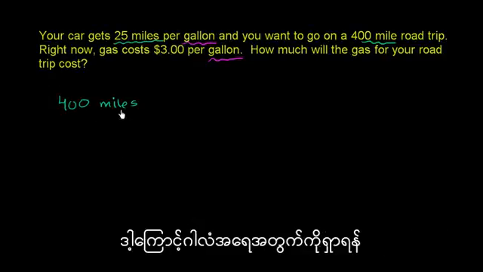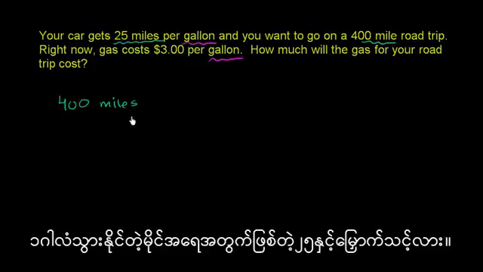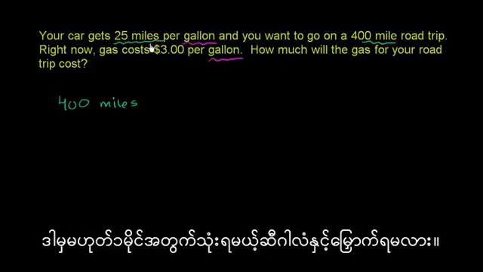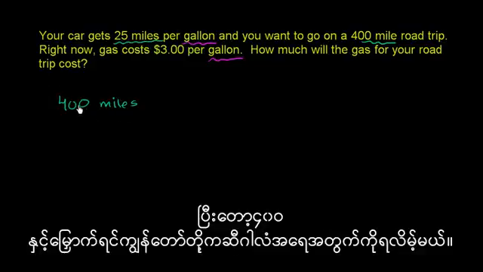So to figure out the number of gallons, would I want to multiply 400 miles times the miles per gallon, which is 25, or would I want to multiply by the gallons per mile? Well, if I multiply 400 by the gallons per mile, then I would get the number of gallons. So let's just think about that.